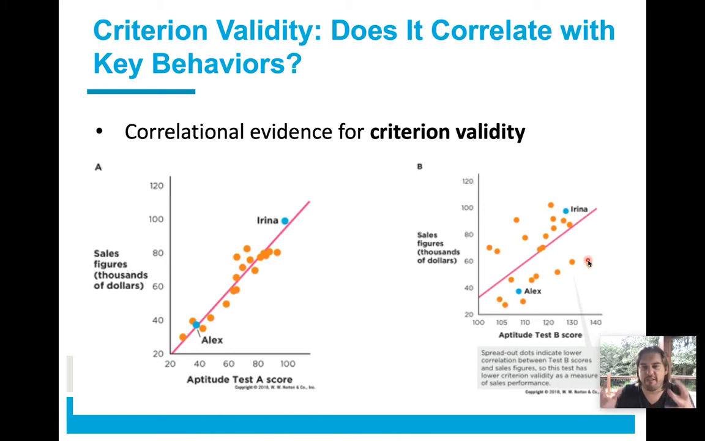So there's fuzziness, right? There's noise in those data. And so we would say that that aptitude test has lower criterion validity.